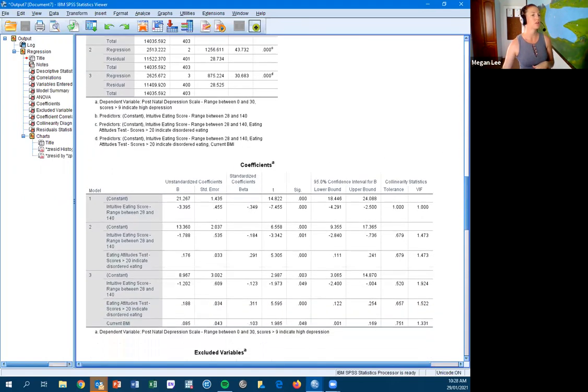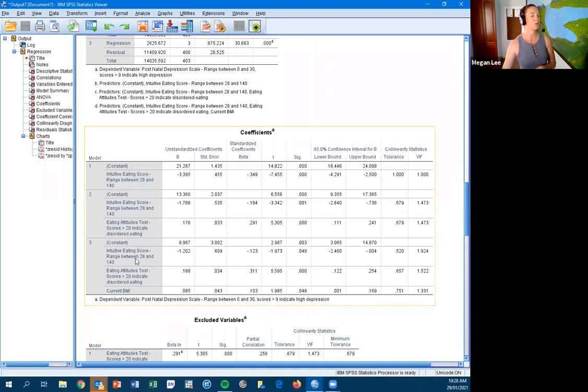The coefficients box tells us in the model which variables are significant and how much they take up. So our standardized beta for intuitive eating here in our third model, which is what we're looking at because all three models are significant, tells us that as intuitive eating increases by 1 standard deviation, depression score decreases by 0.123.